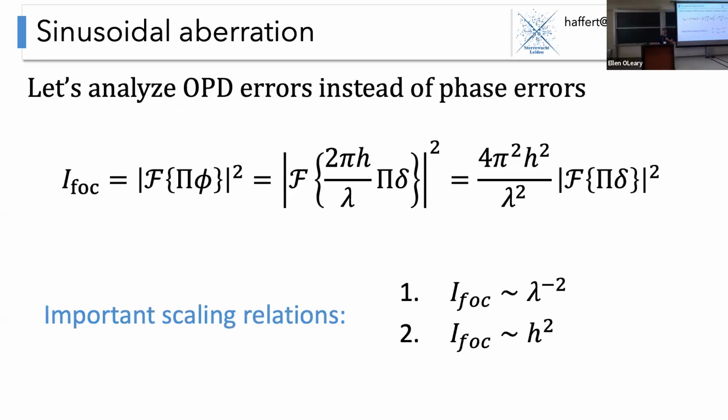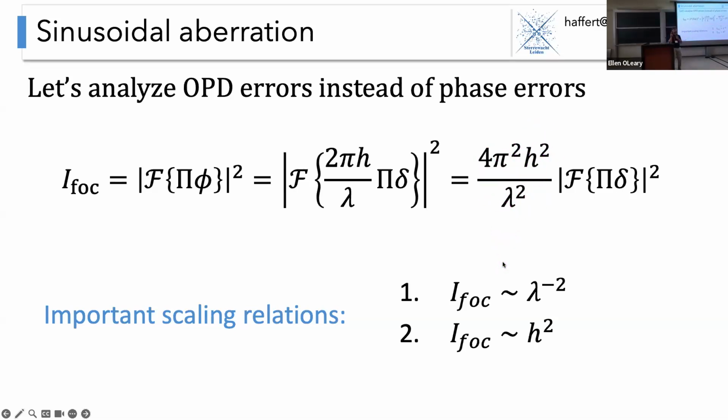So that's pretty abstract. Let's try to analyze it in OPD instead. OPD is optical path difference, and that's usually a deviation in height. So we can go from OPD to phase, and we do that by doing 2 pi times the height of the aberration divided by lambda. For example, this height can now be 1 nanometer, 10 nanometers, 100 nanometers. And then delta here is just the shape of the aberration, like a sinusoid, like we discussed yesterday. If we take out these constants, because we can take out constants, we see that the intensity in the focal plane scales with 4 pi squared times the amplitude of the aberration squared divided by lambda squared.